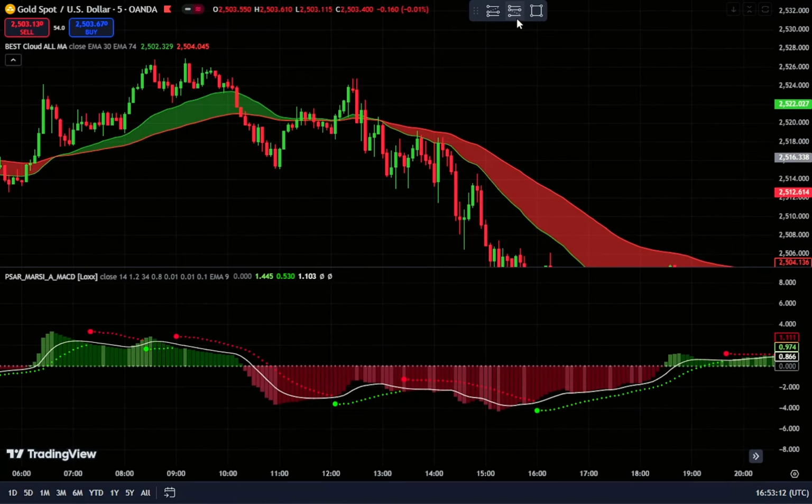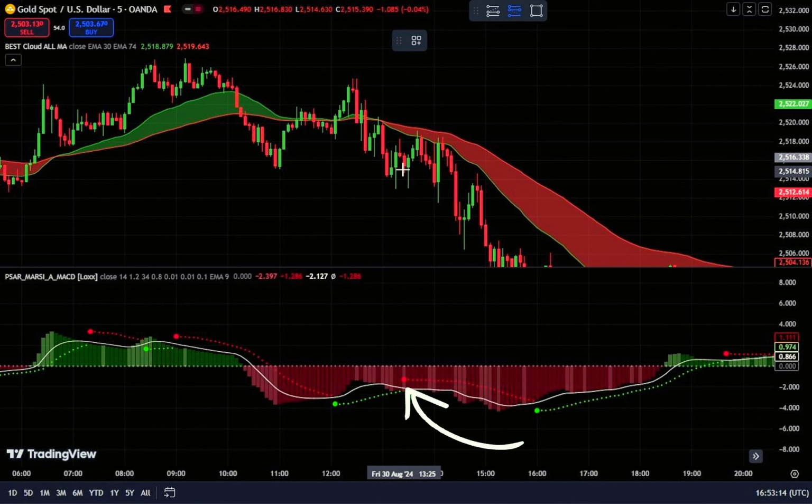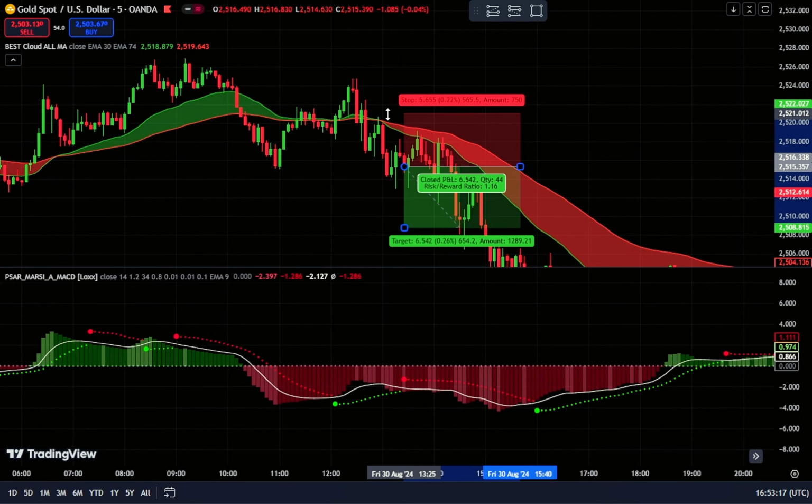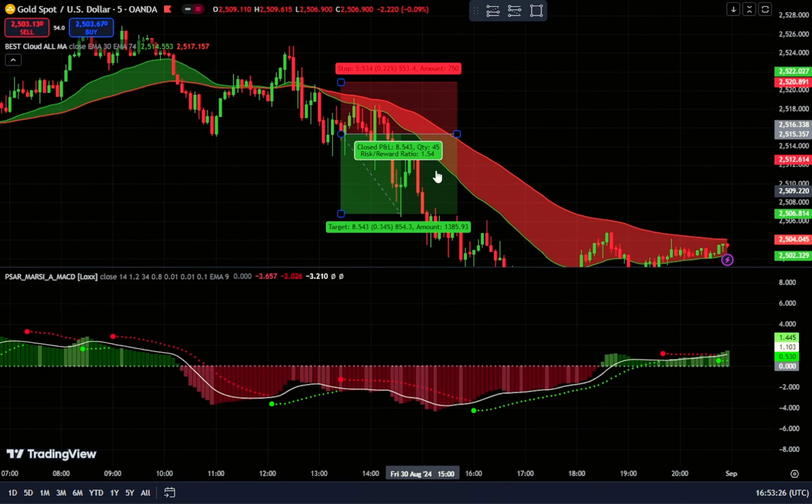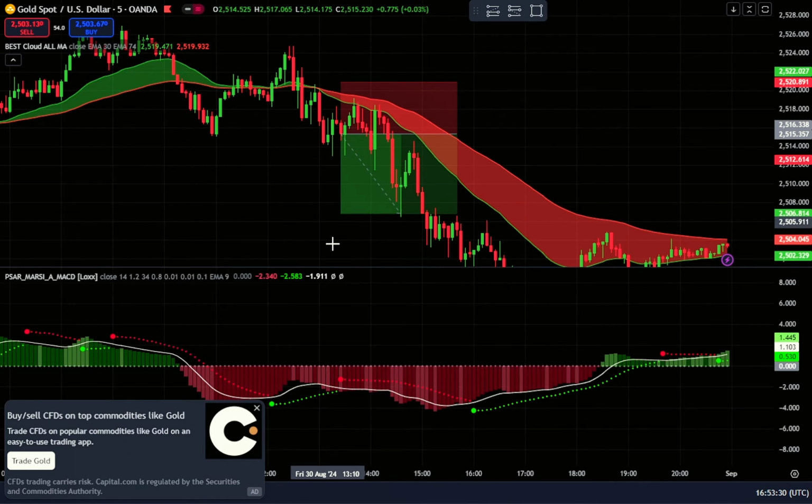For a sell order, ensure the Best Cloud All MA indicator is red. This confirms a bearish trend. Then, check that the Mari Adaptive MACD histogram bars and dots are red. This is your sell signal. For confirmation, make sure the candlestick is bearish. If all conditions are met, place your sell order after the bearish candlestick closes. Place your stop loss at the last swing high and target a risk-reward ratio of 1 to 1.5 for your take profit.